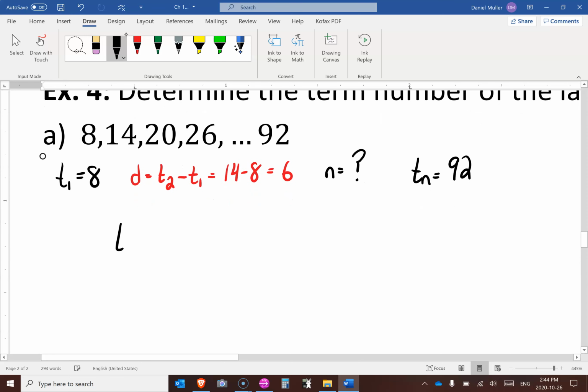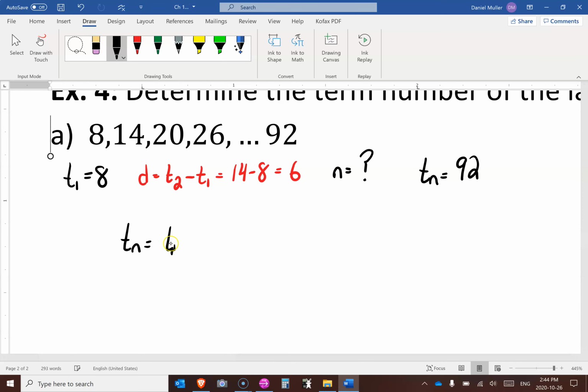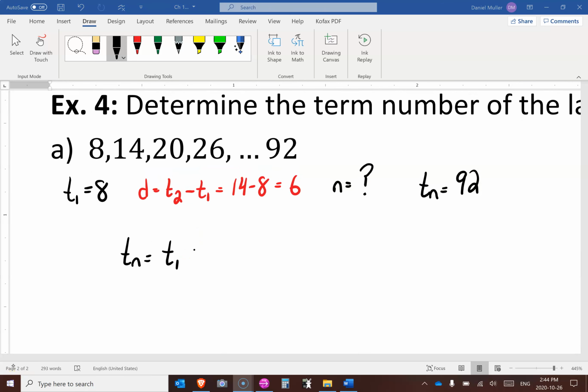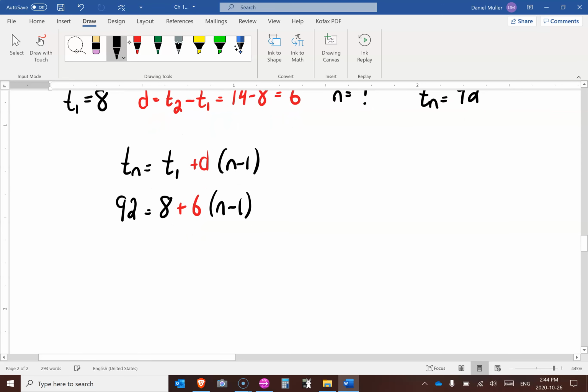So I have this formula, Tn equals T1 plus D times (n minus 1). Let me get a nicer D here. When we have that, we realize we can fill in everything but one piece of information. That's the n. So Tn, that's our last term. Again, we don't know which term number it is, but it is 92. And we know what T1 is. That's our first term, 8. And then our D here is 6, multiplied by (n minus 1).